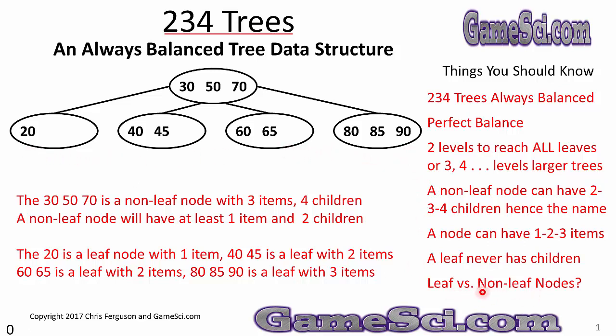Leaf versus non-leaf nodes. The root here is a non-leaf node. It has items and children. The leaf nodes have items, but they do not have children. The 30, 50, 70 is a non-leaf node with 3 items and 4 children. A non-leaf node will have at least 1 item and 2 children. 20 is a leaf node with 1 item. 40 and 45 is a leaf node with 2 items. 60 and 65 is a leaf node with 2 items. And 80, 85, and 90 is a leaf node with 3 items.